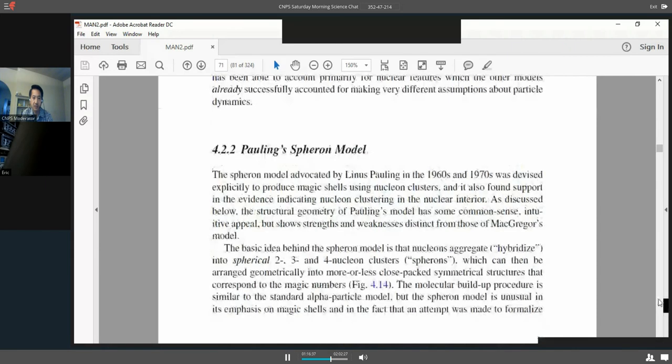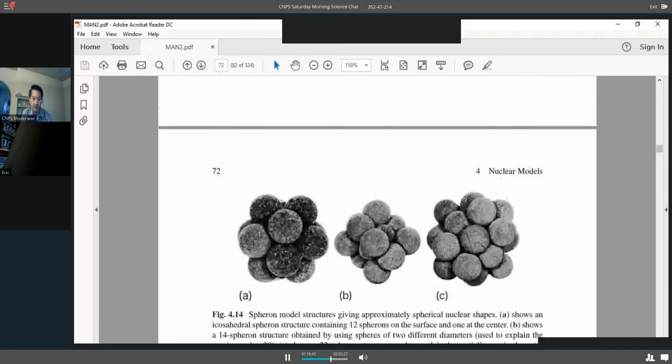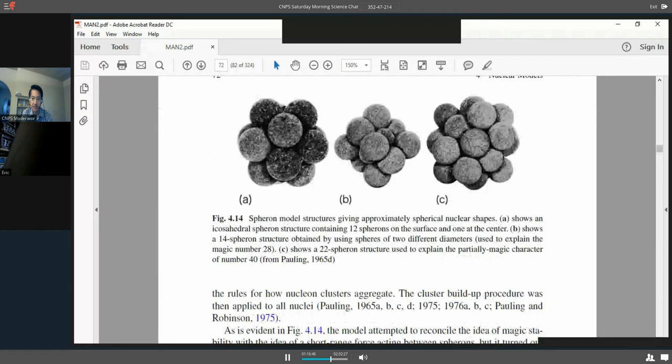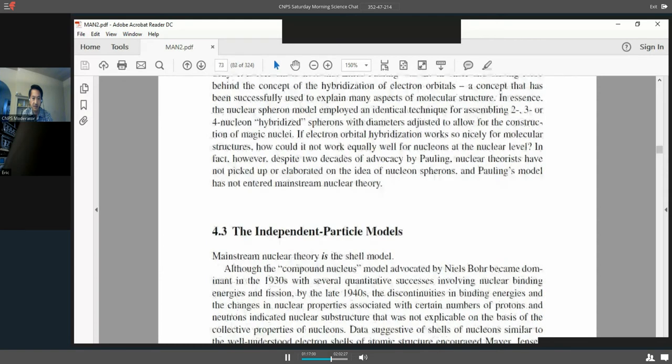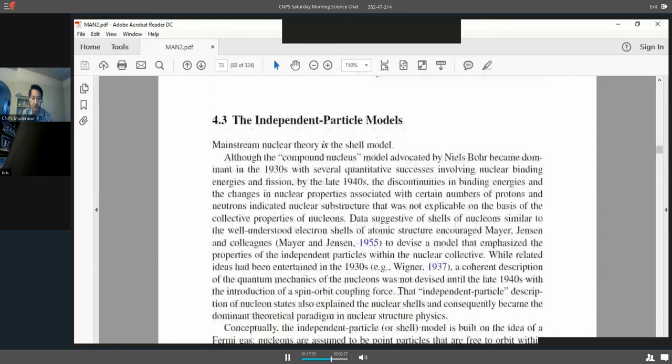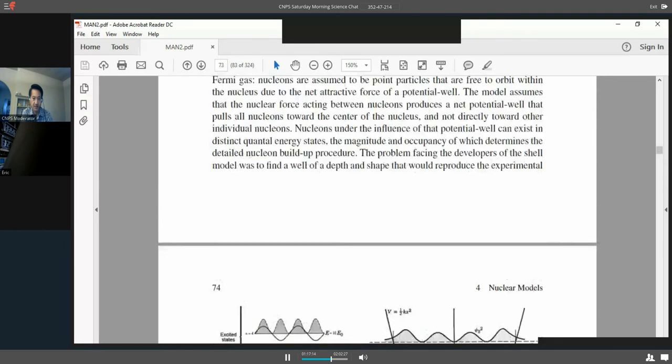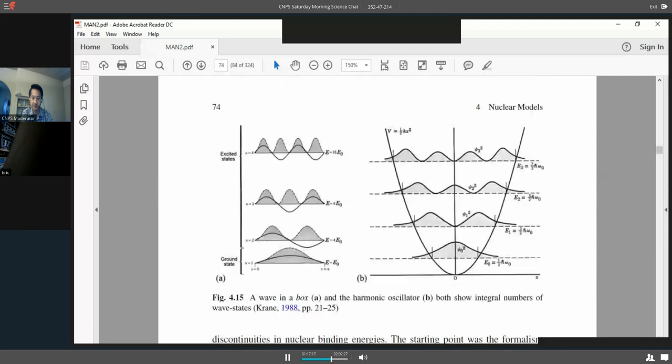Then we have the Pauling spheron model by Linus Pauling. He's trying to account for the shape based on these clusters. That's an interesting picture he's got there. And we have the independent particle model. So he says mainstream nuclear theory is the shell model. This is as close as we're going to get to what scientists may agree upon.